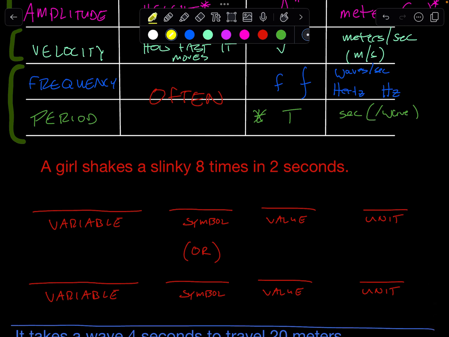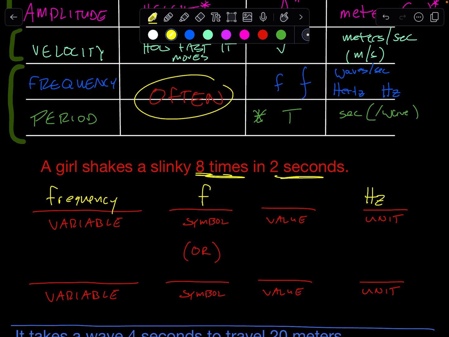Girl shakes a slinky 8 times in 2 seconds. So we have number of waves in time. That's talking about how often this is going on. One way you could describe this would be the frequency. And in this case, her f is a certain number of hertz. 8 shakes in 2 seconds is going to be 4 waves per second, or 4 hertz.